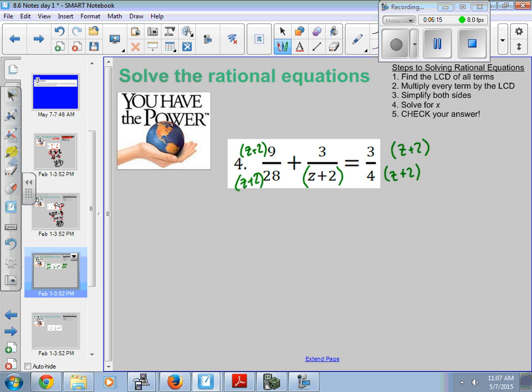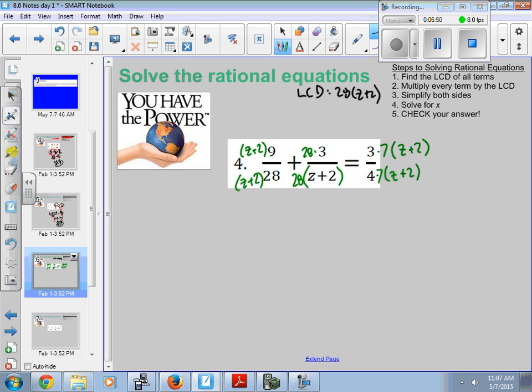Now we also need to look, there's some constant terms here. The first one has a 28, and that seems to be the biggest number here. So that means this middle term is going to need to get multiplied by 28. And this last term is going to need to be 28 as the number. But there's already a 4 there, so if we do some dividing here, 28 divided by 4 is 7. So this is also going to need to get multiplied by 7 on top and bottom. Now we should have our least common denominator of 28 times z plus 2.